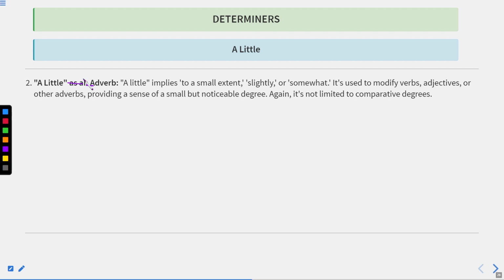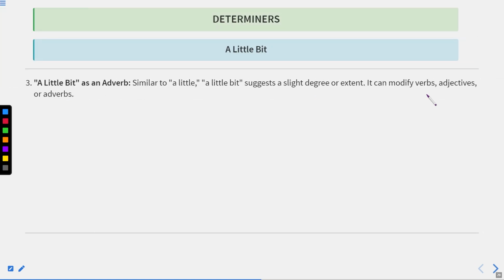A little as an adverb. A little implies to a small extent, slightly or somewhat. It is used to modify verbs, adjectives, or other adverbs, providing a sense of a small but noticeable degree. Again, it is not limited to comparative degrees. A little bit as an adverb, similar to a little, suggests a slight degree or extent. It can modify verbs, adjectives, or adverbs.